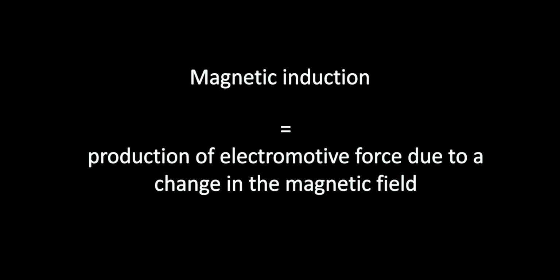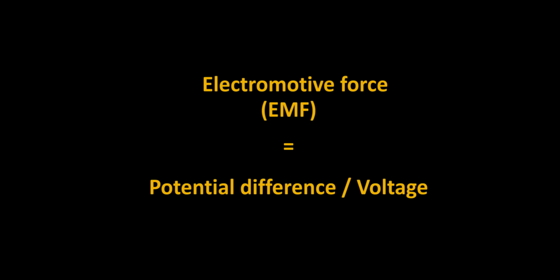The production of electromotive force due to a change in the magnetic field is known as electromagnetic induction. Electromotive force, also known as EMF, is actually the potential difference produced during magnetic induction. There are two important laws of electromagnetic induction we should keep in mind in order to understand better about the DC generator. First, we need to know about Faraday's law of electromagnetic induction.